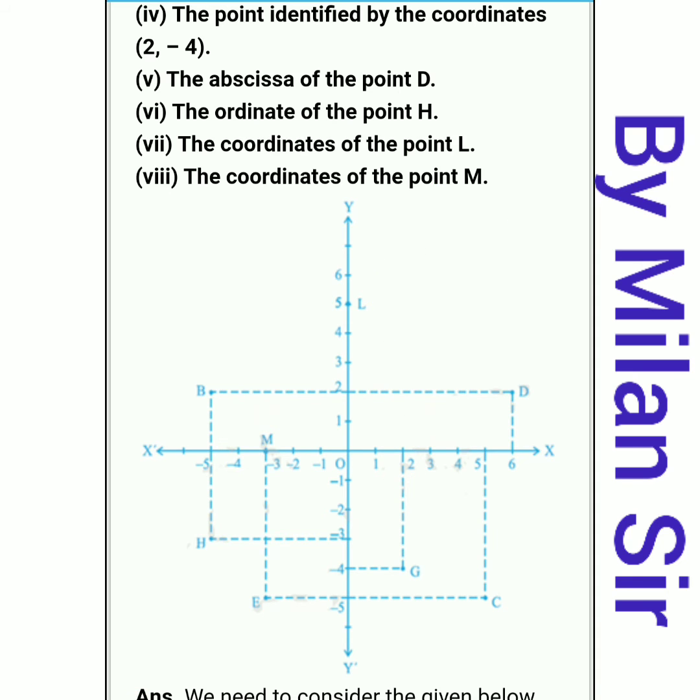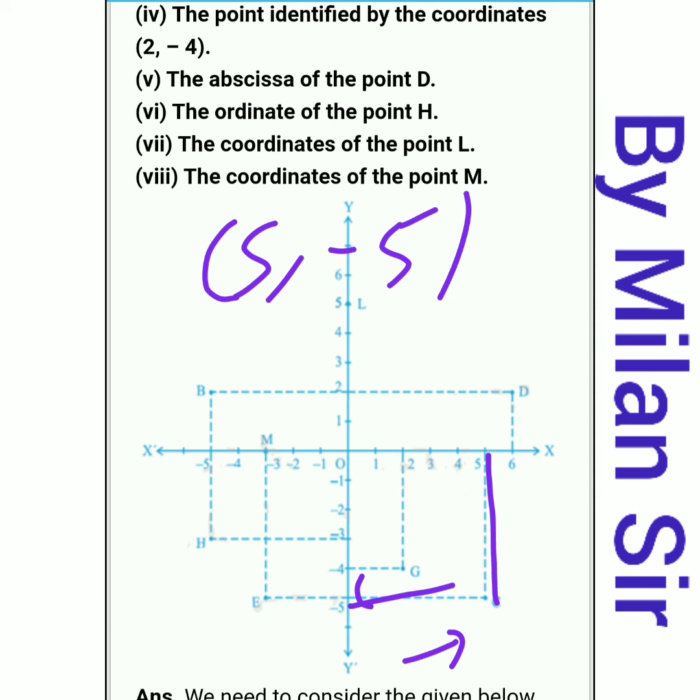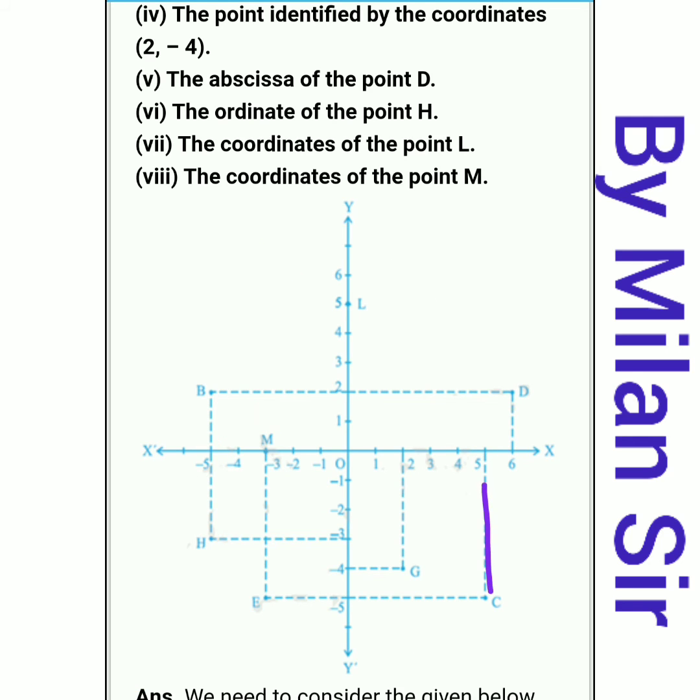Then for B, the value on the x-axis is minus 5 and the value on the y-axis is 2. So (-5, 2). Then this point C. On the x-axis we have 5 and on the y-axis we have minus 5. So (5, -5).